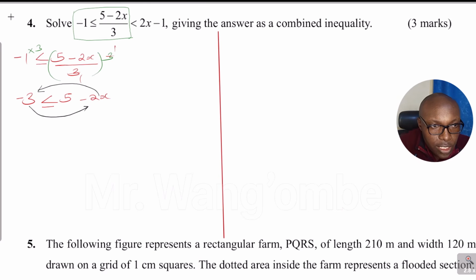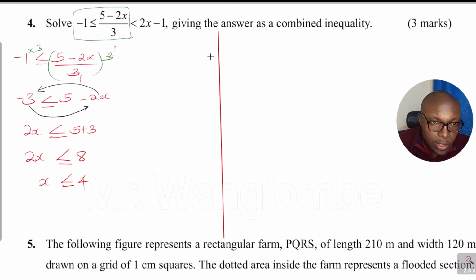So I'll have 2x less than or equal to 5 plus 3, and this will give 2x is less than or equal to 8. Once you've done that, divide both sides by 2 and you get x is less than or equal to 4. That is the solution for the first inequality. We extract the other inequality. That will be the second one.